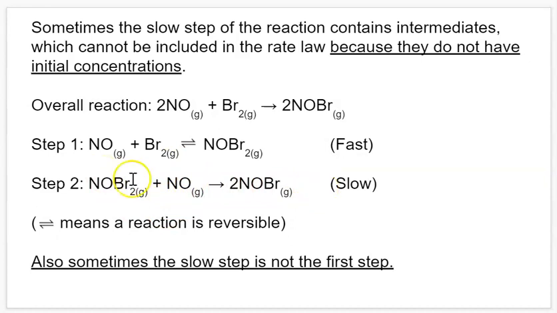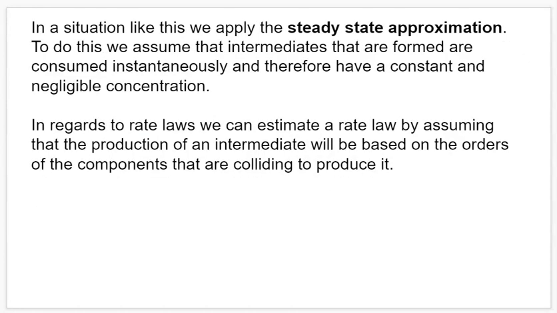And this second step, being the slow step, is going to be dependent usually on the 2 reactants that make it up. However, NOBr2 isn't really a reactant. It's not even in the overall reaction because it's an intermediate formed in the first step. And rate laws are usually based off of the initial concentrations of substances. An intermediate doesn't have an initial concentration. So therefore, it doesn't have a concentration that we can put into the rate law. So this complicates things.